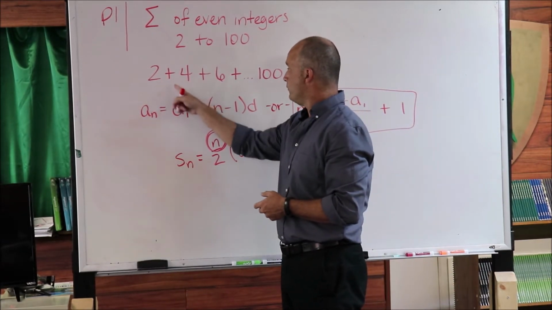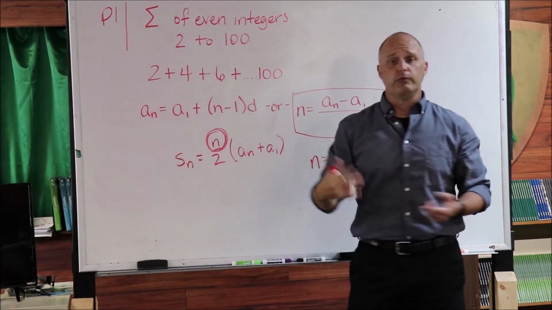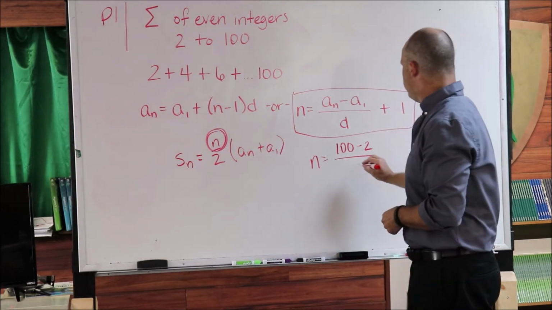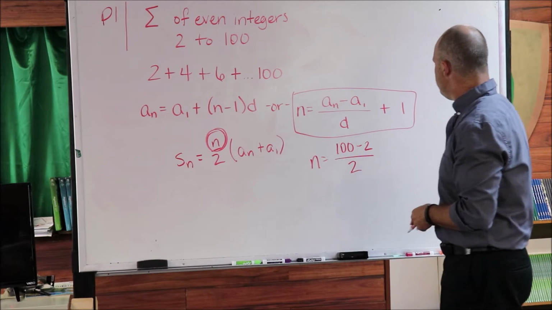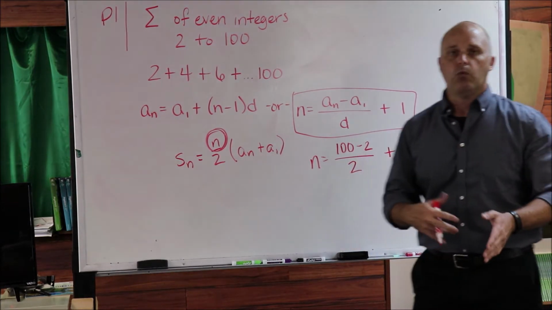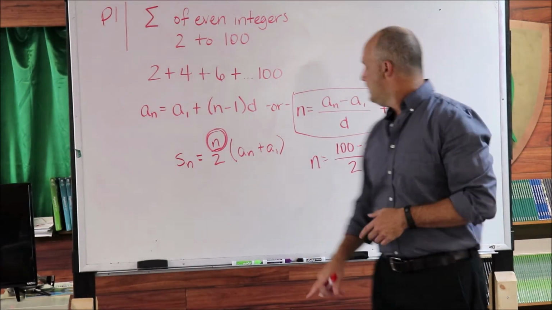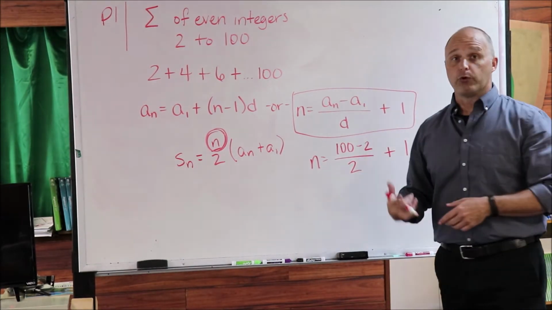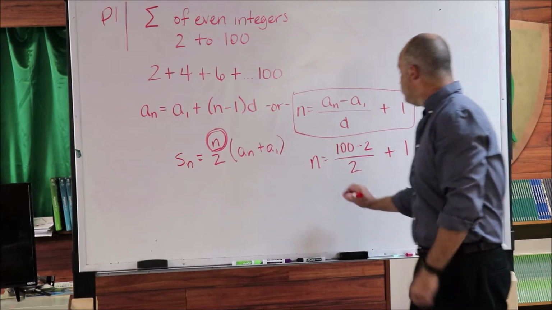So 2 to 4 is 2, 4 to 6 is 2. So we've got a common difference of 2. So we're going to divide this result by 2, and then we're going to add 1 to that result. So 100 minus 2 is 98. Divided by 2 is 49, plus 1 is 50.